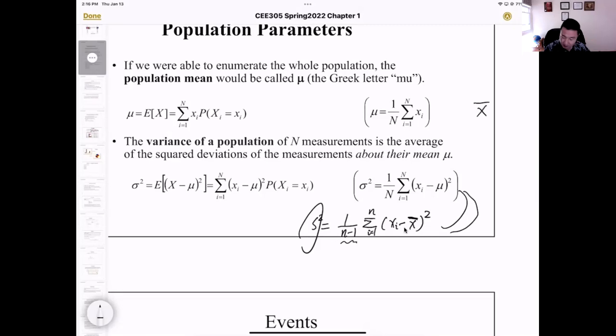Again, in this class, we're trying to estimate a parameter such as the population mean using a statistic such as the sample mean, or we're trying to estimate sigma squared using S squared.